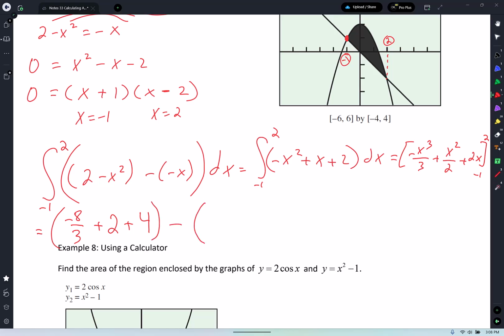Minus, open parenthesis again. I'm doing the lower one. Negative 1 to the third power is a negative 1, but times the negative, it's going to turn to a positive 1/3. And the negative 1 squared is going to be 1, but divided by 2 is a half. And then 2 times negative 1 is a negative 2.